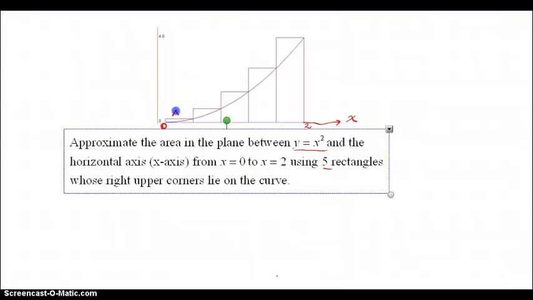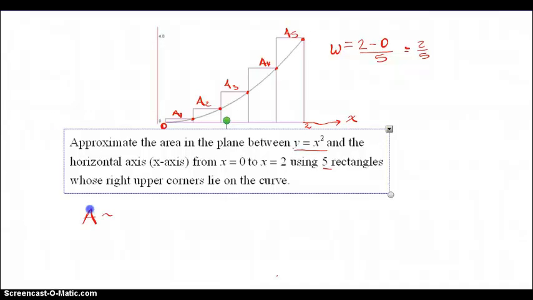We have area 1, area 2, area 3, area 4, and area 5. But now the heights of our rectangles are coming from the upper right corner, or the right end of our widths along here. So our widths are going to be the same as the last example. This is the same function. We have the same standard widths. It's the right endpoint minus the left endpoint divided by the number of rectangles. So our widths are a standard 2/5.